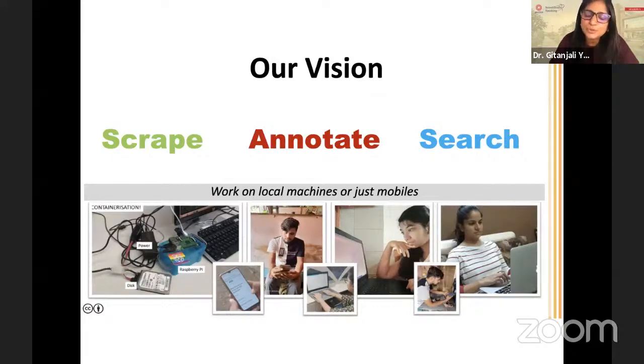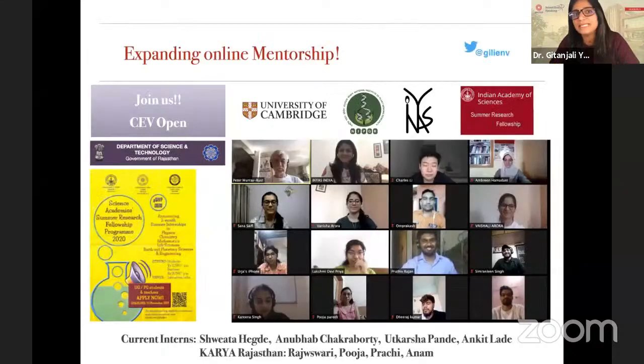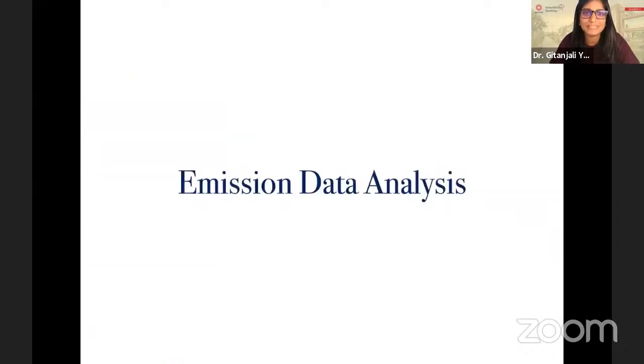So this is our vision, and we have got many students who are working with us, and I welcome those of you who are even chotas interested in research. Come and join us as an intern. We have an expanding online mentorship program called CEV Open at the interface of India and Cambridge, run by myself and my close colleague, friend Peter. We call it CEV Open. We have many current interns, and we would be more than happy to have you with us, but you should know how to code, okay, because this is all online.